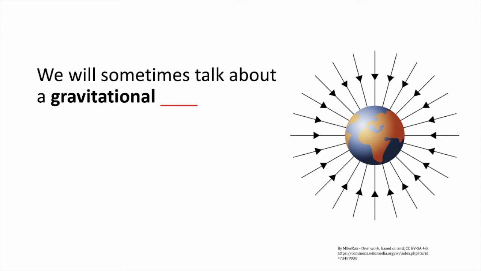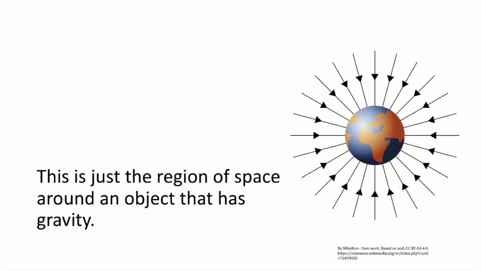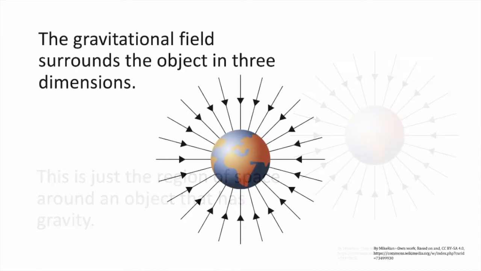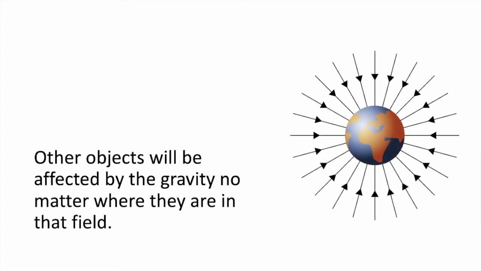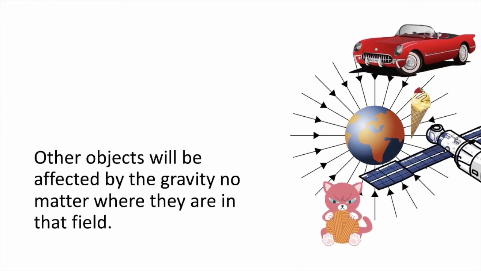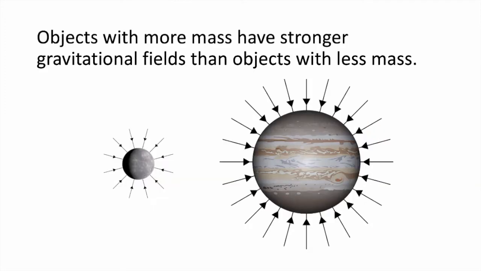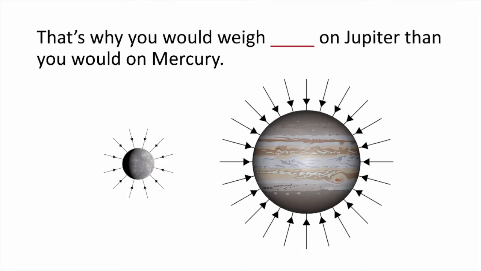We will sometimes talk about a gravitational field. This is just the region of space around an object that has gravity. The gravitational field surrounds the object in 3 dimensions. Other objects will be affected by gravity no matter where they are in that field. Objects with more mass have stronger gravitational fields than objects with less mass. That's why you would weigh more on Jupiter than you would on Mercury.